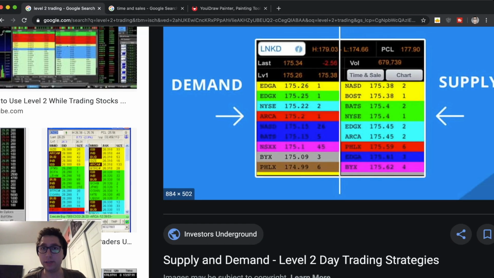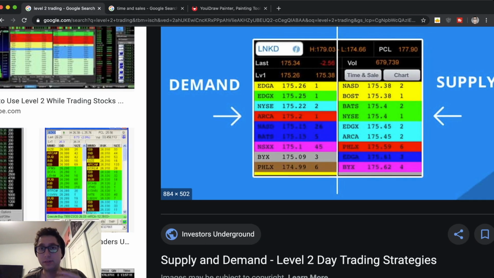If you see on here, this is a stock price. So you have all the stock prices, but if you're looking at the left side, you see 175.26. You also see the number 1. What that represents is that someone or a group of people are offering to purchase a stock at that price, and the quantity, the amount of shares that are being bid at, is 100. So each number is a multiple of 100, but that represents the quantity.